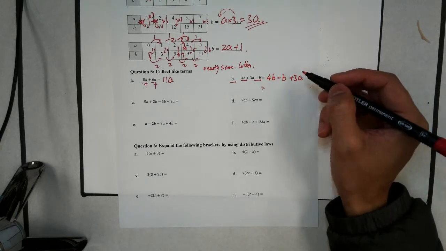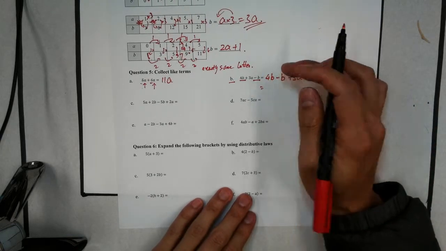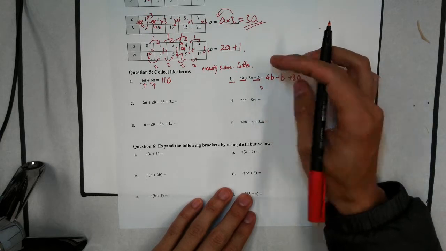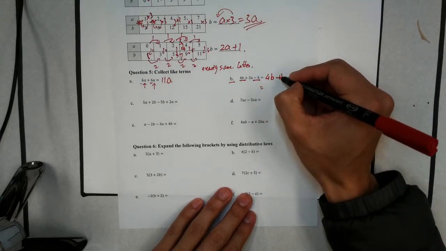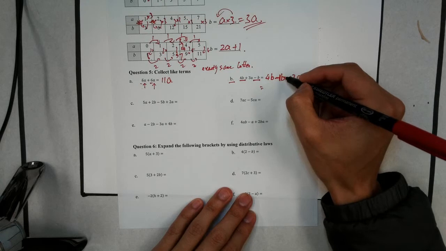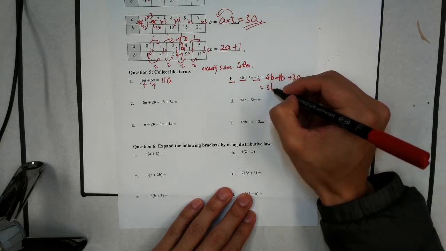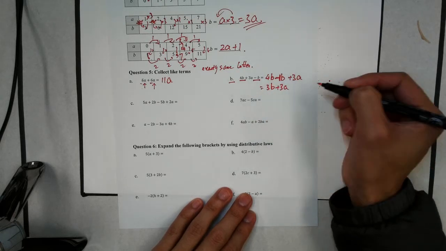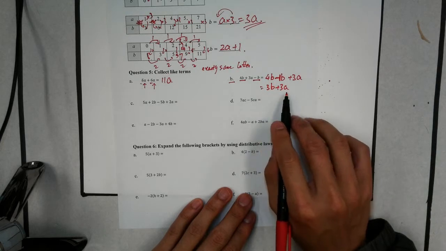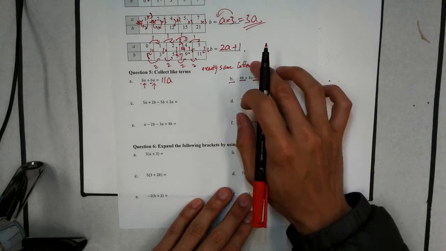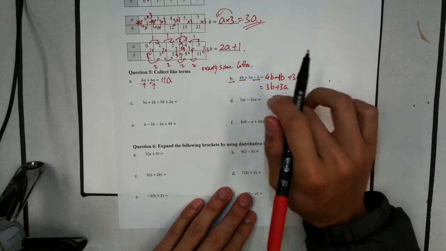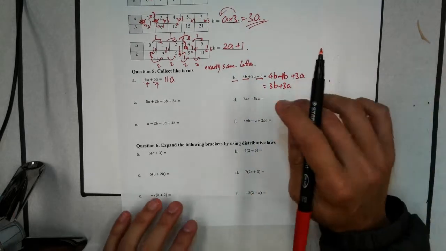And as we know, if a polynomial term has no digit in front, it represents 1. So it means 4b minus 1b, then remain 3b, and plus 3a. So 3b and 3a have different letters, so they are not like terms. That's all. You don't need to collect them.